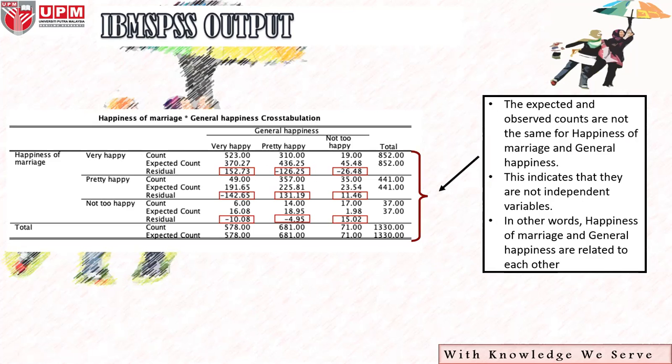If we use the word not independent, it means that they are related to one another. So in other words, we can say that happiness of marriage and general happiness are related to each other based on the findings here. Okay.